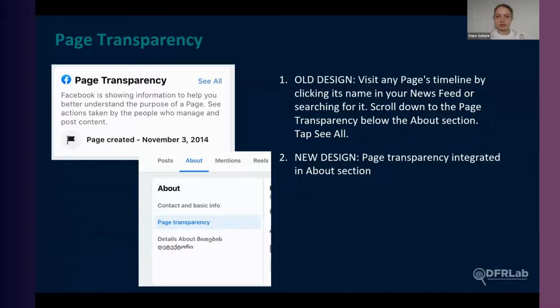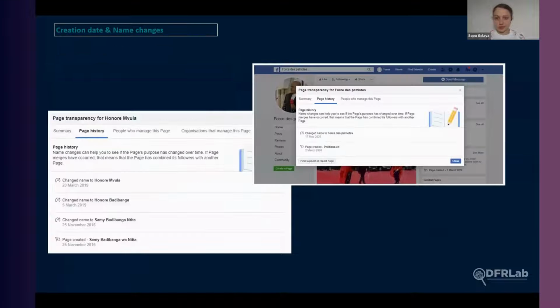Page transparency is located in the old design of pages below the about section, but most pages have the new design for now, and page transparency is incorporated in the about section. As I said, page transparency contains a lot of information. When you tap see all on Facebook transparency, we see the summary of the page history, people who manage this page, if there is any organization linked to the page, and page history. This is what I already said.